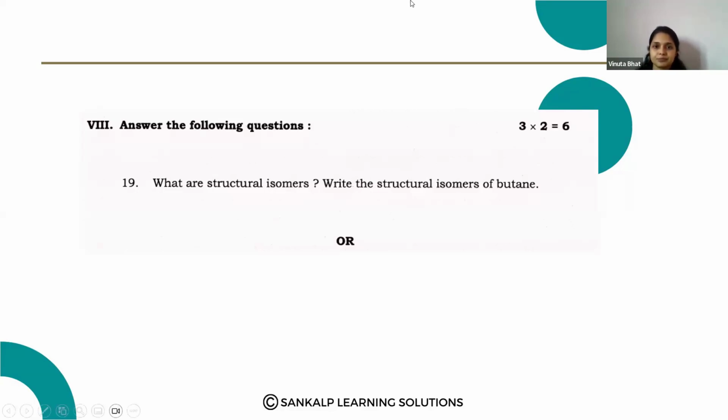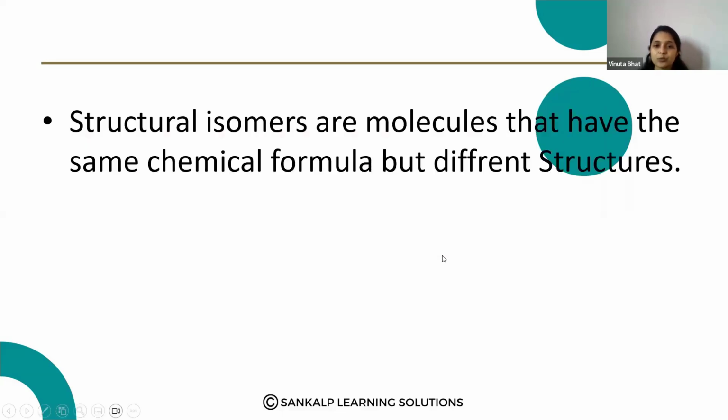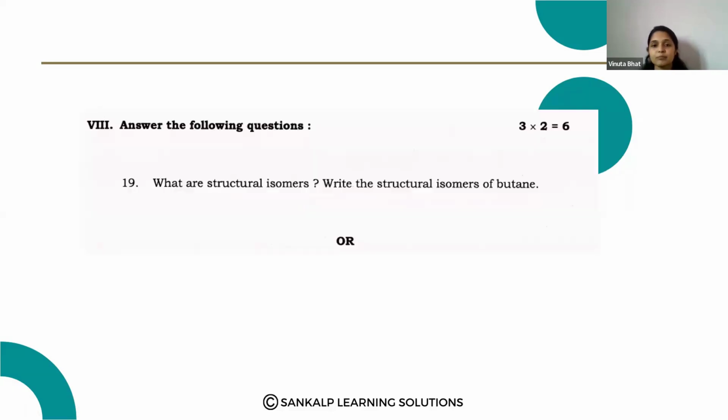What are structural isomers? Write the structural isomers of butane. Structural isomers are the molecules that have the same chemical formula but they have different structures. Same chemical formula will be there but different structure. Write the structural isomers of butane.